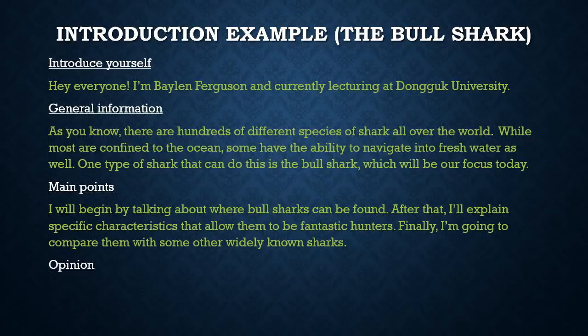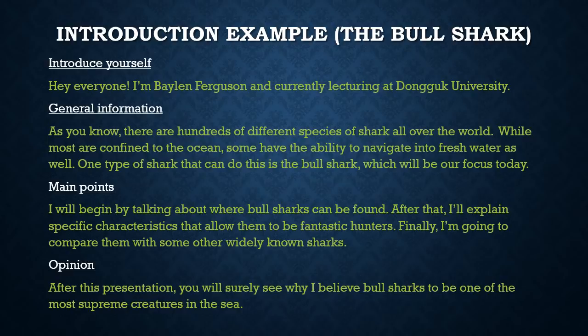Okay, finally, let's go on to the opinion, the one that might be a little more confusing compared to the other ones. So, for example, my opinion here is, after this presentation, you will surely see why I believe bull sharks to be one of the most supreme creatures in the sea. Okay, so this is an opinion, right? I'm trying to say that I believe bull sharks to be one of the most fantastic in the sea compared to all creatures, but basically I'm putting this shark above a majority of the other sharks, right?